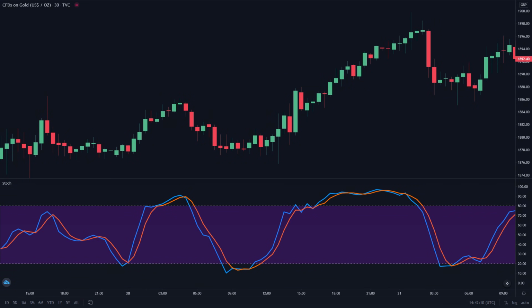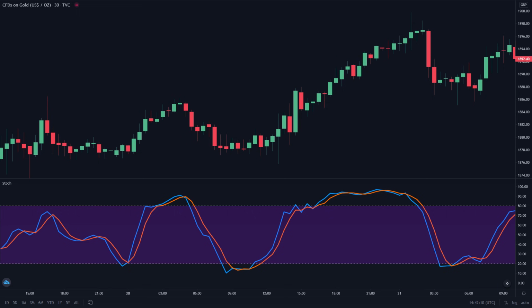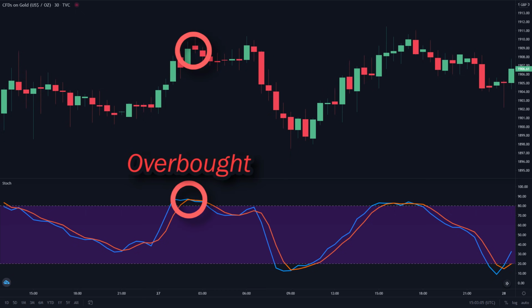The Stochastics is one of the most famous trading indicators, and the reason that most traders use it is because the indicator can be utilized in various ways. It can be used as a momentum indicator, and it can also be used to predict reversals by identifying overbought and oversold levels on the market.